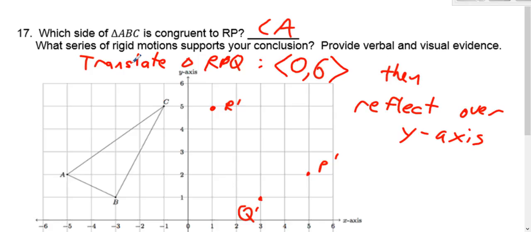So our verbal evidence would be this little sentence right here. And the visual evidence is just plotting our points here, and then you can see the reflection.